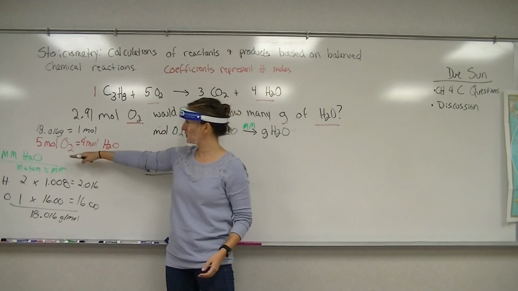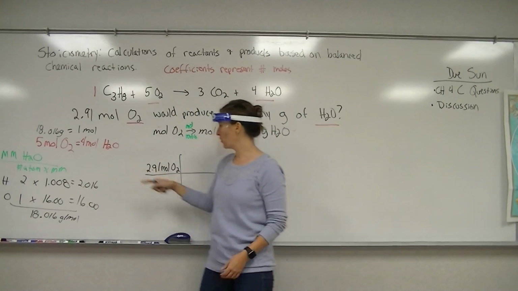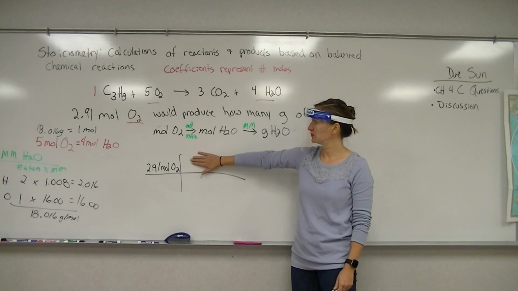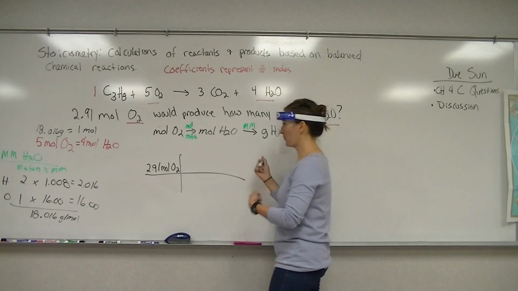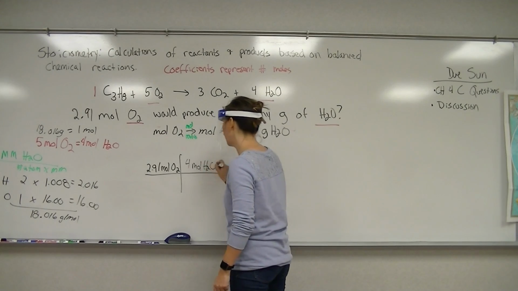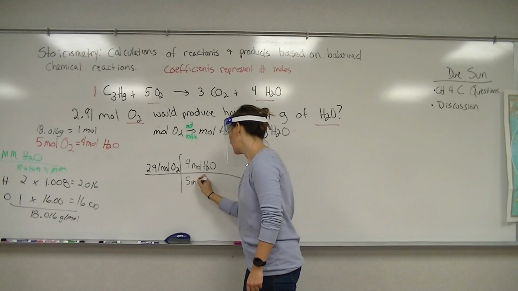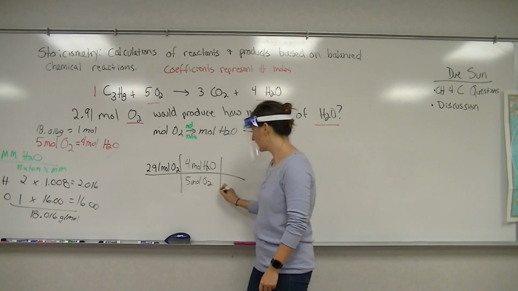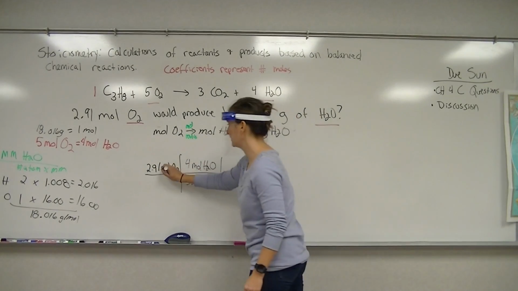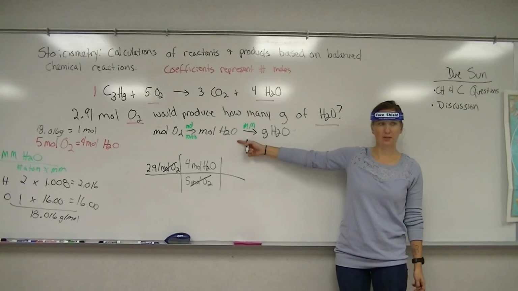We're going to have to use the mole ratio first to get from moles of O2 to moles of water. What do I want on top? Moles of water. So I'm going to put my 4 moles of H2O on top, and then I'll put the 5 moles of O2 on the bottom. That way, moles of O2, on opposite sides of the horizontal line, cancel. So if I stop now, I would be in moles of water.